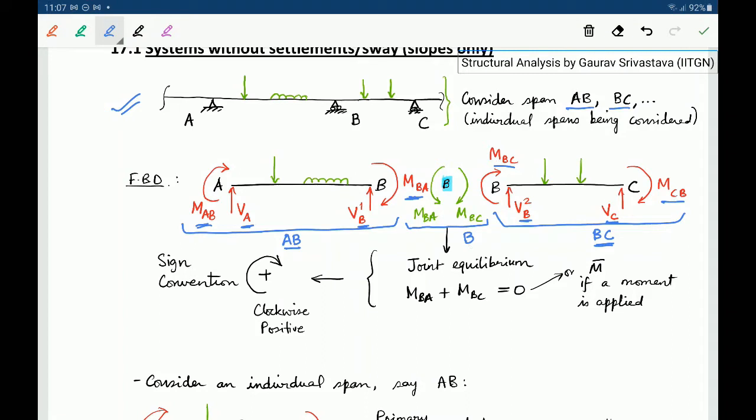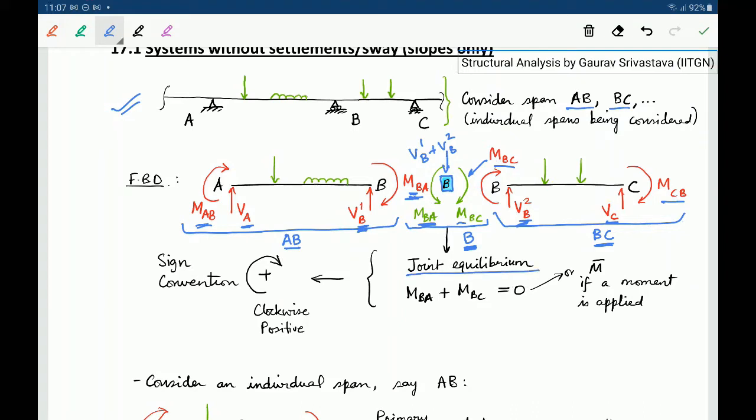Now if we draw the free body diagram of the joint at B, where this dot represents the joint, the moment MBC will come in the opposite direction on the joint B, and the moment MBA will come in the opposite direction on joint B. So these are the two moments acting on joint B, and the overall support reaction will be VB1 plus VB2, the two support reactions coming from both the spans, and on the joint both will act. So the overall summation will be the vertical support reaction. We can write the joint equilibrium equation.